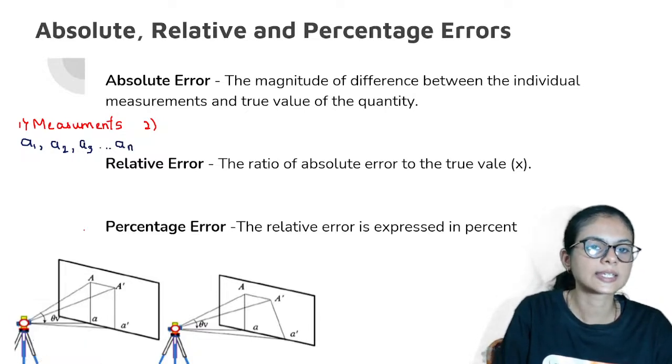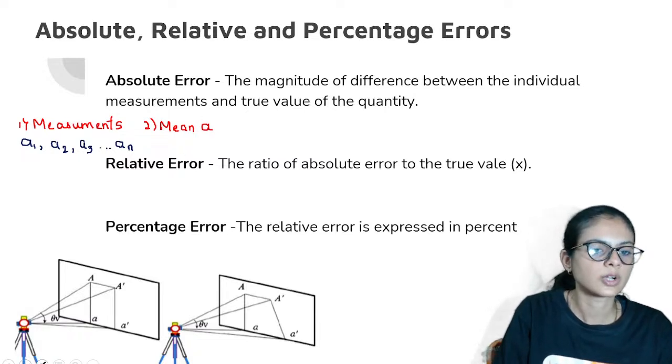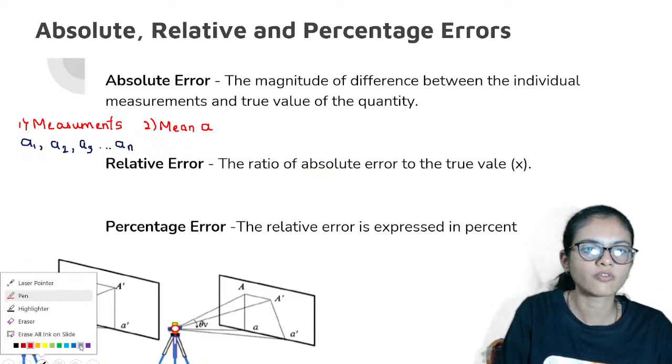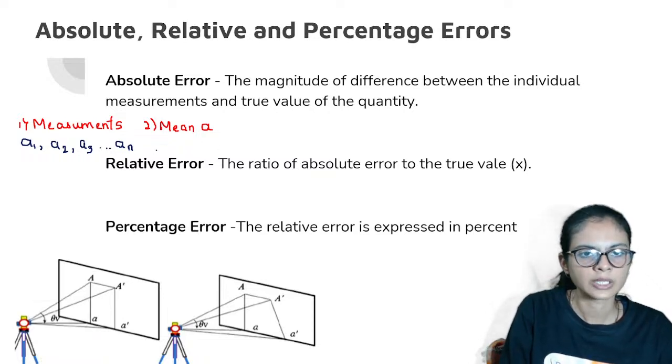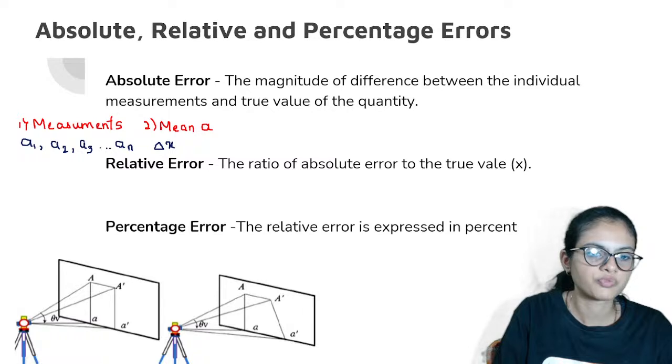Okay, what is the second step? Second step is to find the mean of your measurements. Mean of measurements, let me call it mean A. Okay, so what will be the formula here? Mean of the measurements, I said it as delta x. Okay, I can call it delta A because afterwards it will be confusion. So let me call mean as delta A.